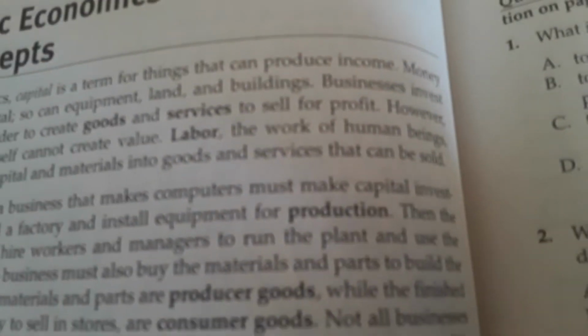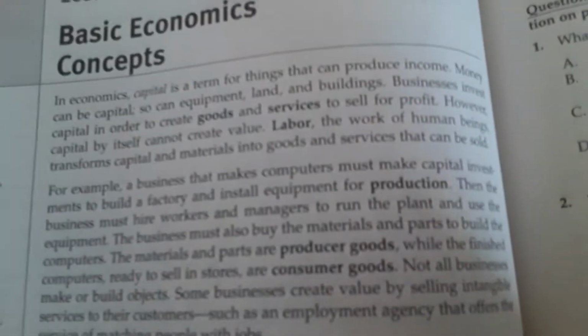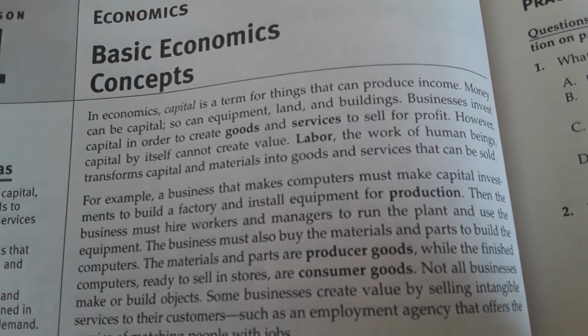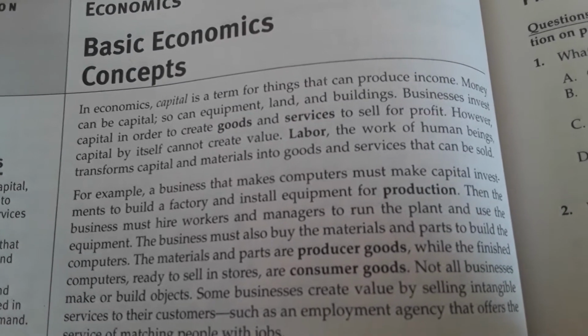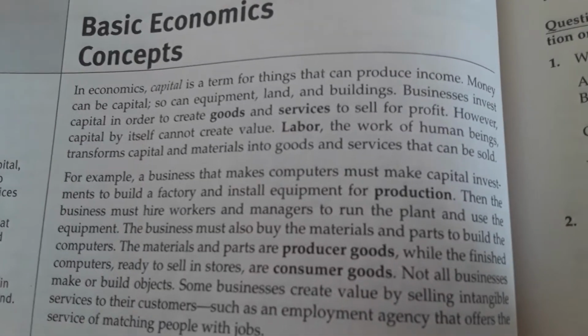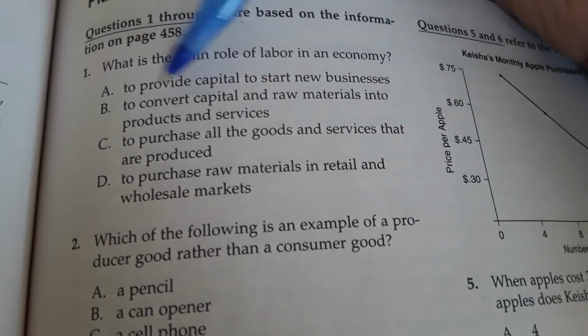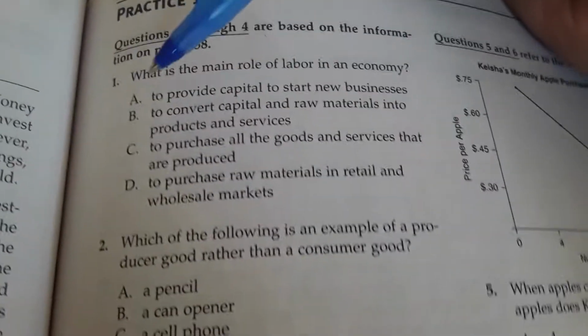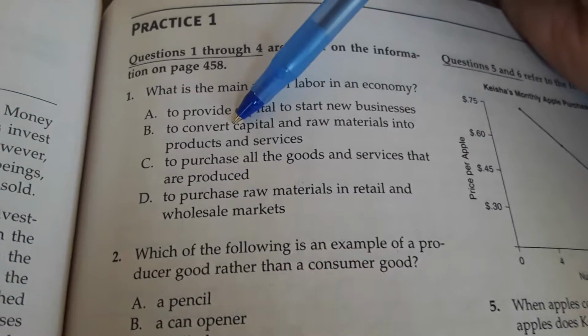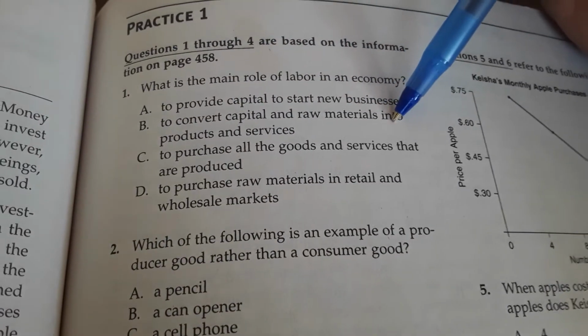So when I go back and look at this, I see the term labor. So I'm going to read: labor, the work of human beings, transforms capital and materials into goods and services that can be sold. Doesn't get any more straightforward than that. So when I go back to my answer choices, I noticed that they said in here transforms. Transforms is the same thing as convert. Y'all notice that, right? To provide, to convert, to purchase, convert is the same thing as transform. So there I go. B would be my correct answer.